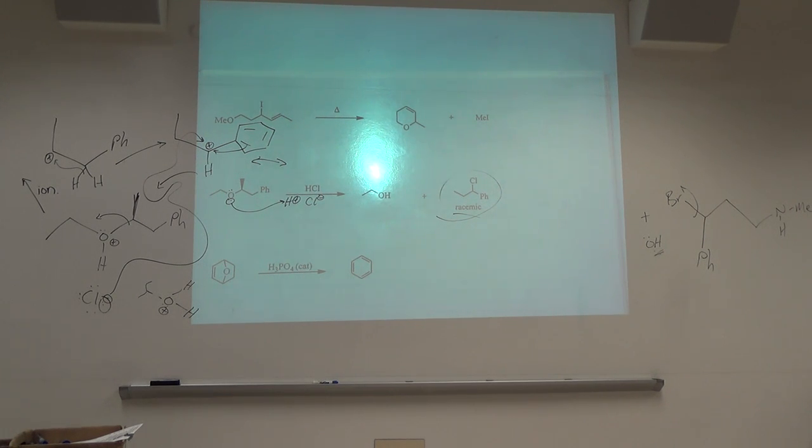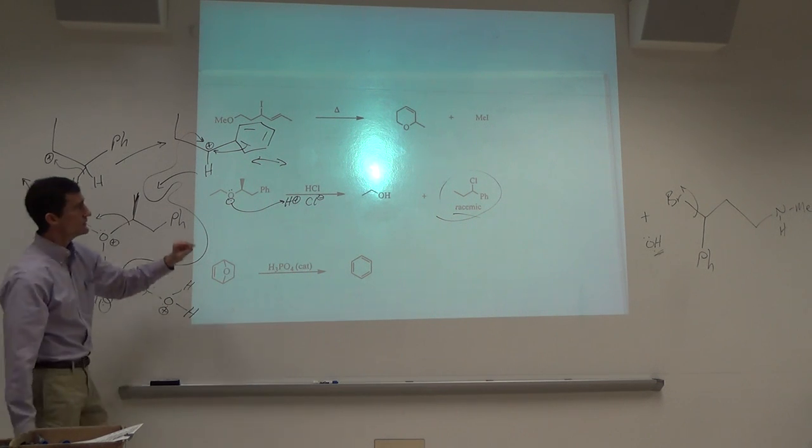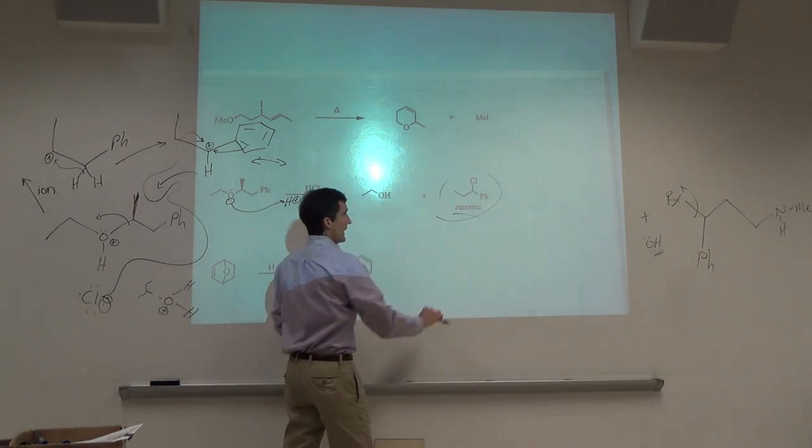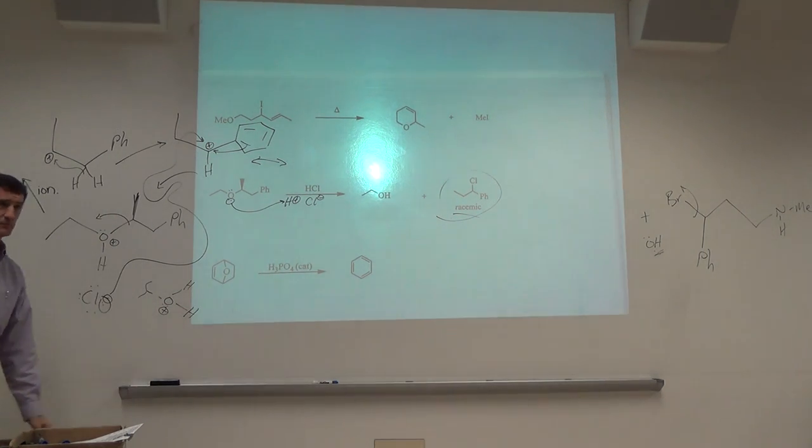Right. And the placement of the chlorine. Yeah, but it has to be SN1. I mean, how is it SN2? There's no leaving group on that carbon. SN2 is always a direct displacement. You're never going to get rearrangement in the SN2.